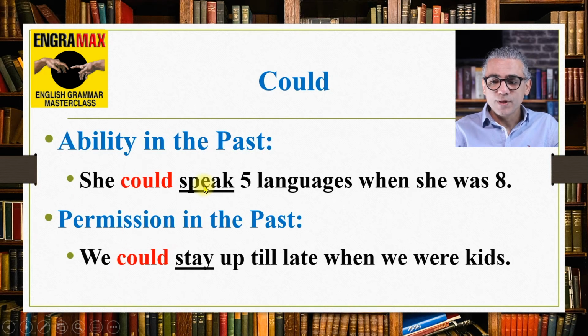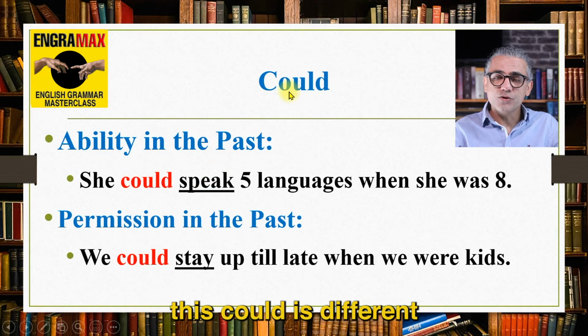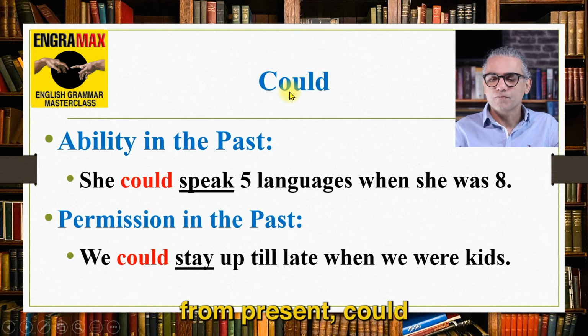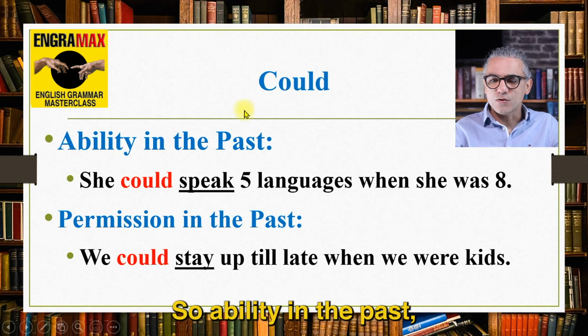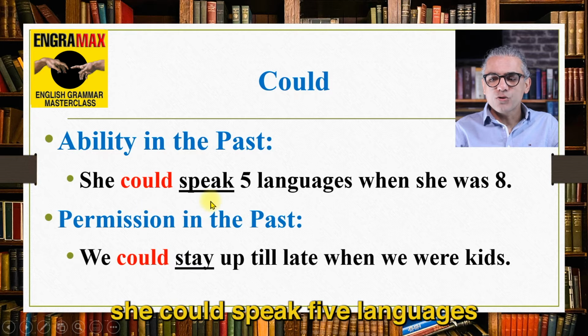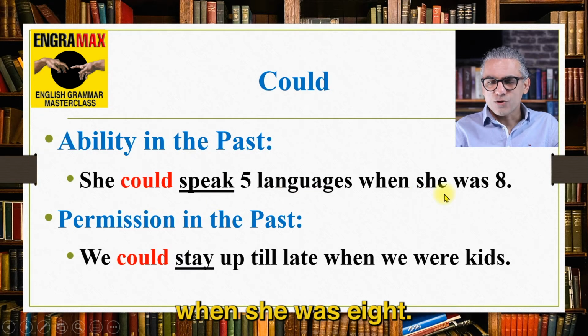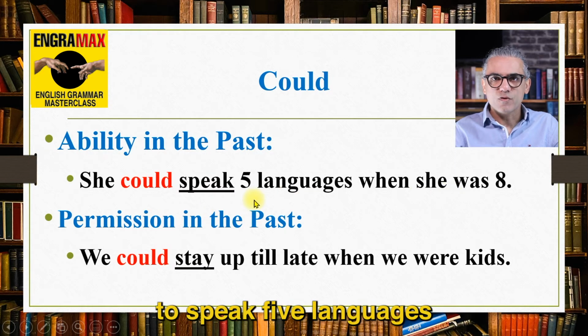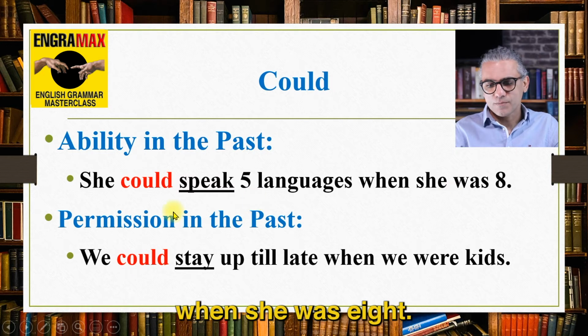Could. Ability in the past. This could is different from present could. This could is in the past. So, ability in the past. She could speak 5 languages when she was 8. She had the ability to speak 5 languages when she was 8.